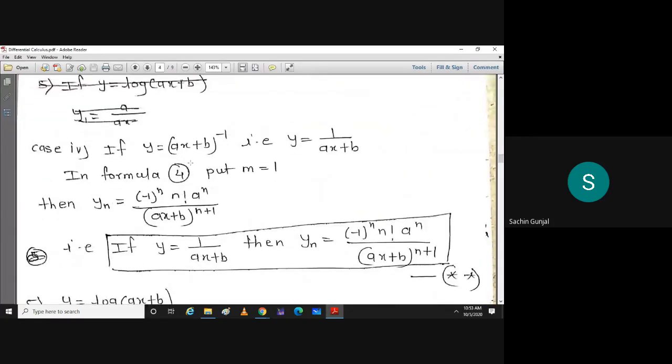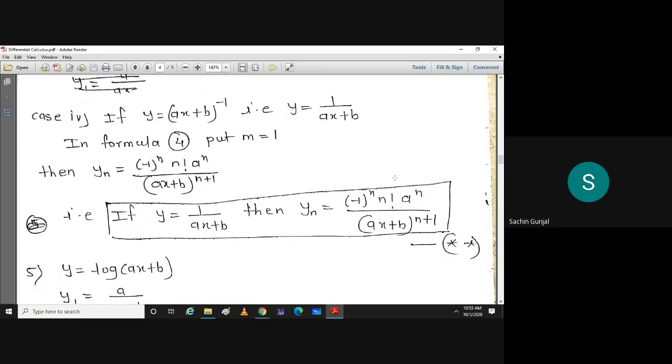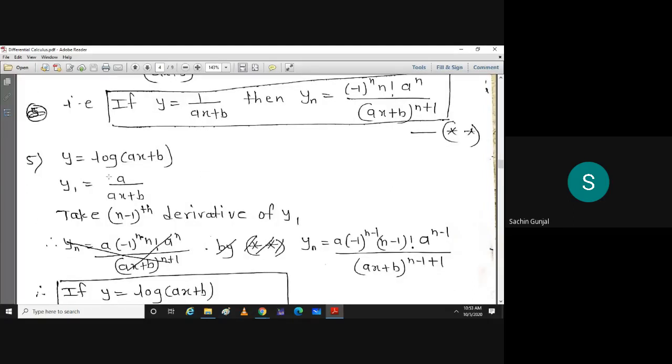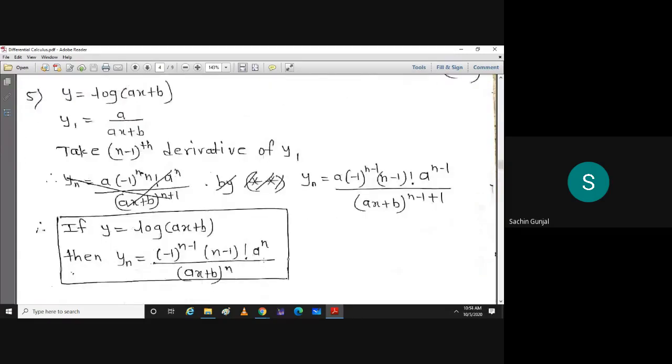Then we have studied nth derivative of (ax plus b) raised to minus 1 or 1 upon ax plus b. So that formula is minus 1 raised to n into n factorial a raised to n upon (ax plus b) raised to n plus 1. Then y is equal to log of ax plus b. Then its nth derivative is minus 1 raised to n minus 1, n minus 1 factorial a raised to n upon (ax plus b) raised to n.